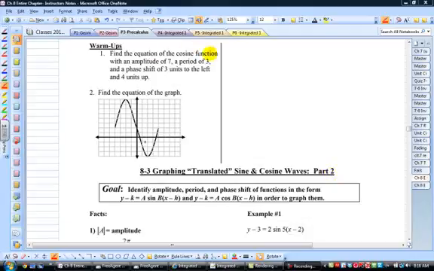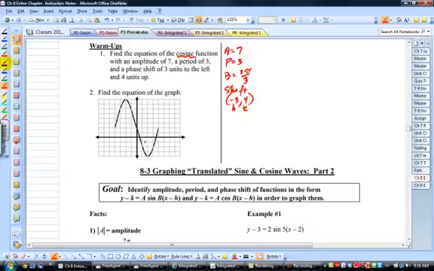Let's find an equation of a cosine function with amplitude of 7, period equals 3. If that's the case, then b is equal to 2 pi divided by 3. And the shift right here, the shift is 3 units to the left. That'd be a negative 3. And then 4 units up, that'd be positive 4. So that's h and that's k.